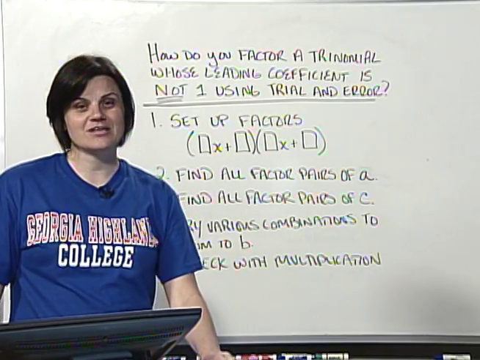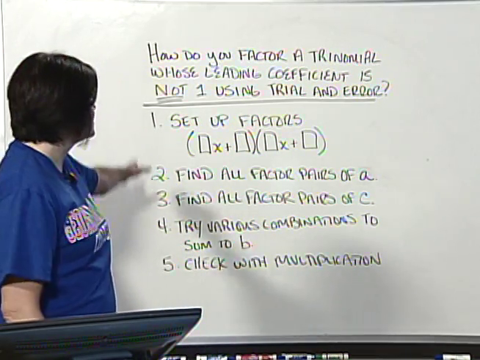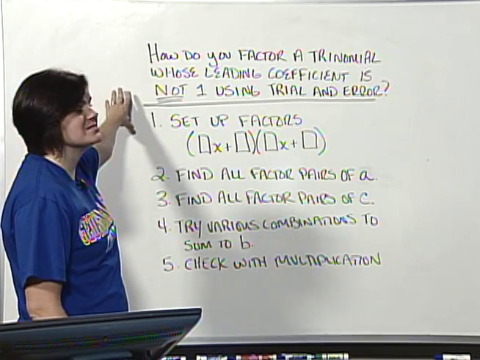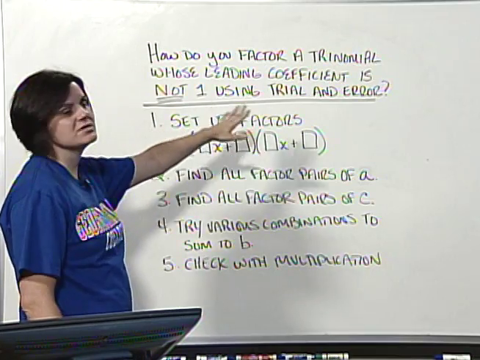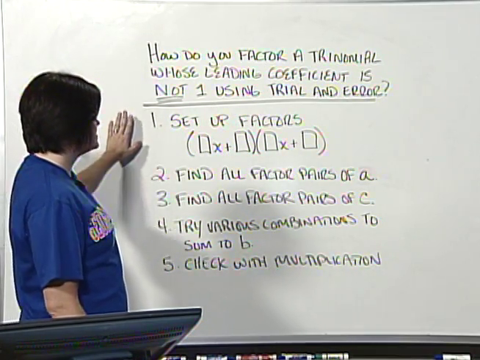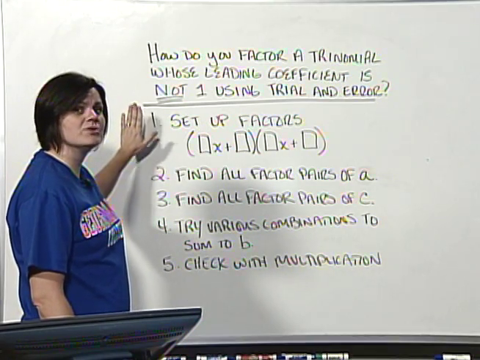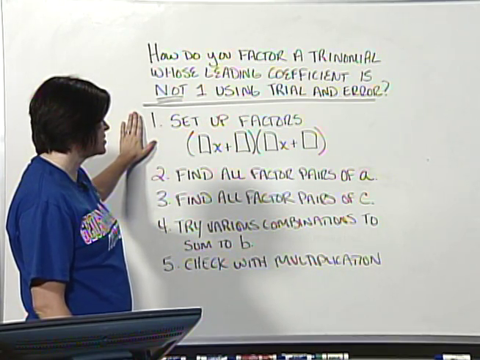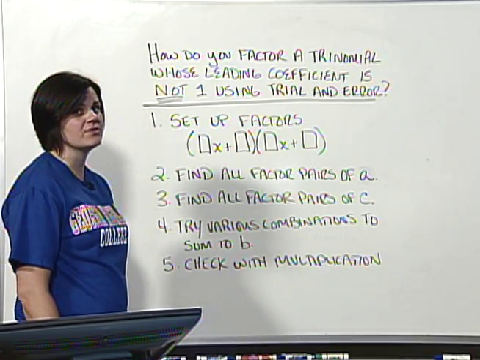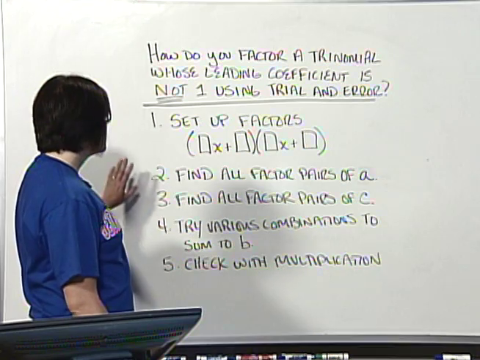In this video segment, we'll be answering the question, how do you factor a trinomial whose leading coefficient is not 1 using the trial and error method? Well, the first step in this method is to set up what you know your factors are going to look like, including those x's that multiply together to give you that x squared term.